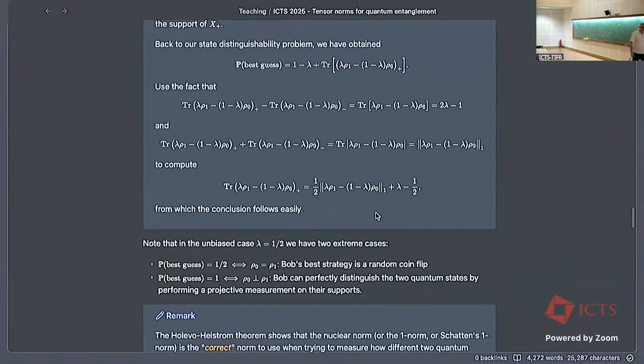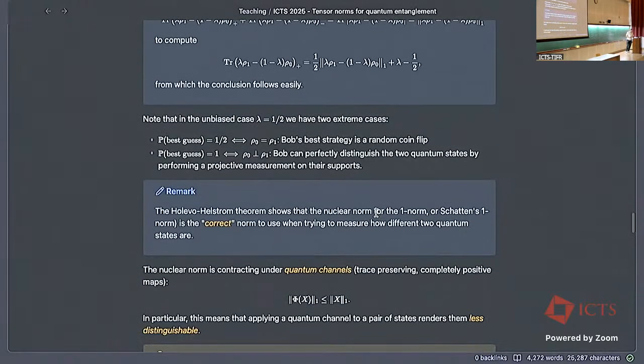So the conclusion of this computation is that the nuclear norm, the one norm, is the norm which gives you the correct distance between quantum states. Meaning that if you have a protocol where you want to see how far apart two quantum states are, then most likely you will need to use the one norm. That's the correct one, and not the two norm or something else.